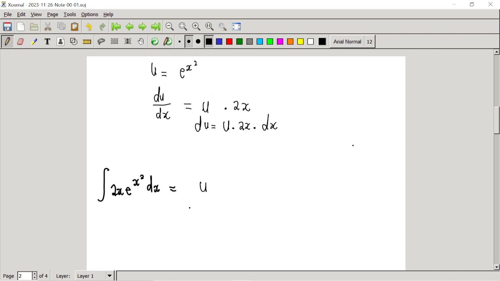But then I see that in my function I have dx and 2x. So I can write this in terms of u, because I have a u and I have a du here. This implies that du over u is equivalent to 2x dx. So in the place of 2x dx, I'll write du over u.